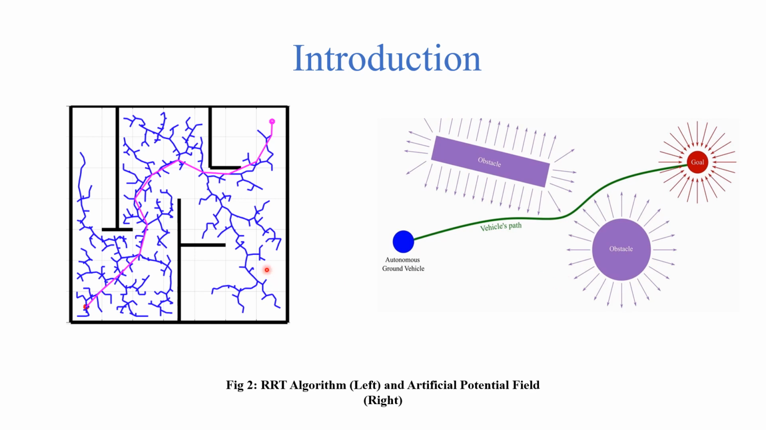Now, the problem with the artificial potential field algorithm is that it's quite susceptible to falling into local minima. That is, we could find ourselves stuck in a position where the forces cancel out, and this might cause the robot to just stay in place and not be able to reach the goal node.